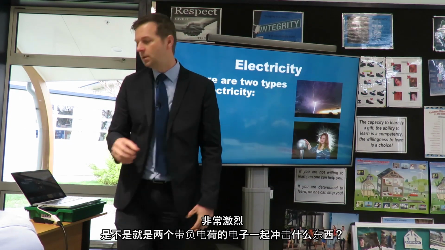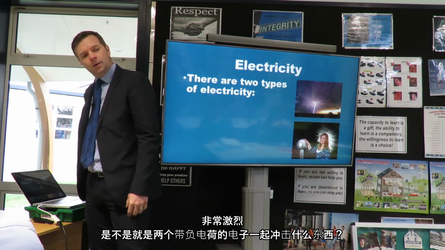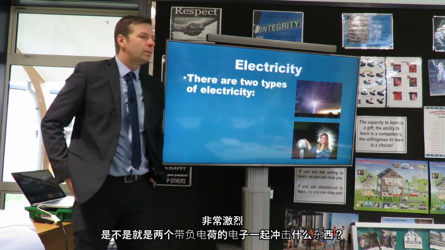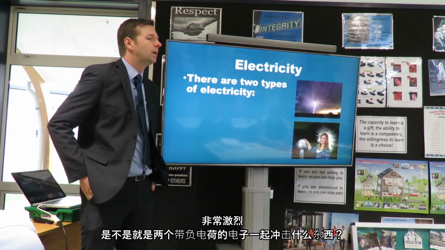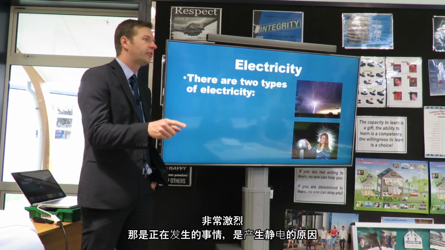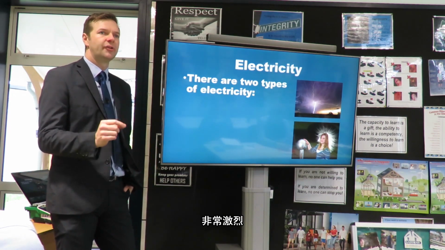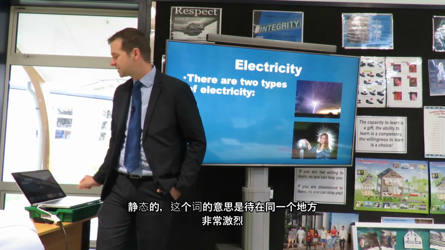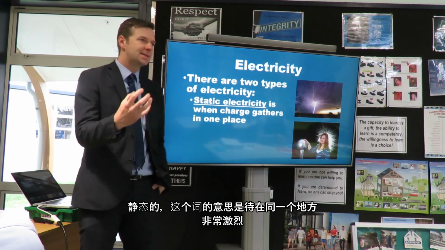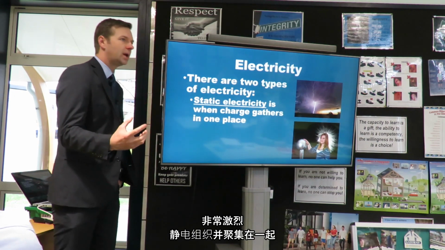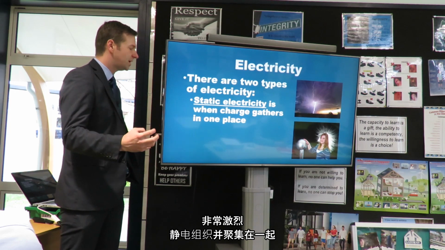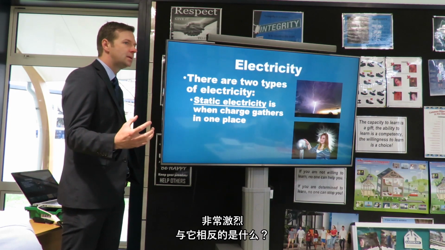Any other ideas, William? Is it like when two negatively charged things rub against each other or something? Okay, that's what's happening. That's what causes it. So that causes the movement of the electrons. Okay, but there's another key thing here. The word static is to stay in one place. So static electricity forms and gathers in one place.